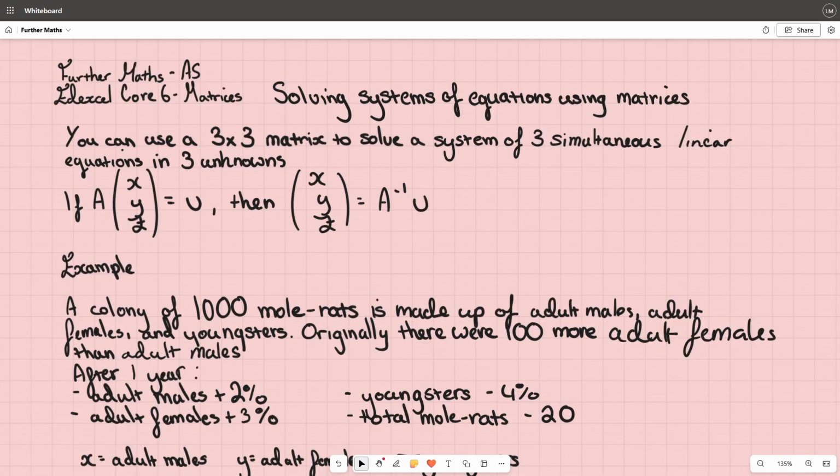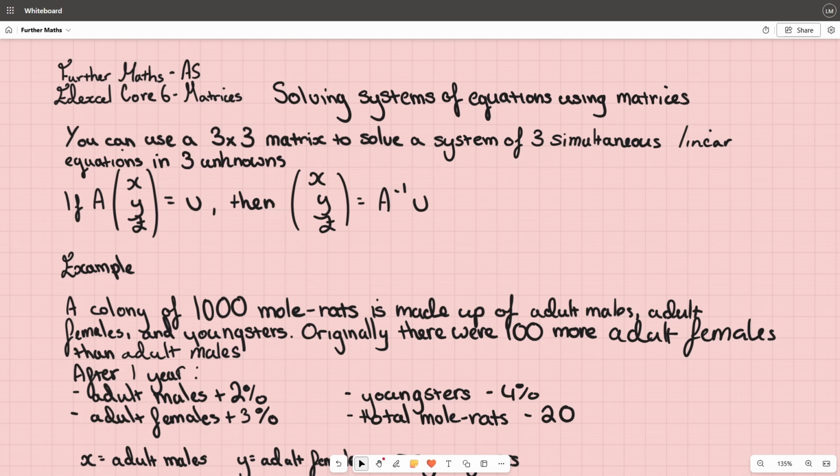Okay, so now I want to talk about solving systems of equations using matrices. So you can use a 3x3 matrix to solve a system of 3 simultaneous linear equations in 3 unknowns. So if A times matrix xyz is equal to V, then matrix xyz is equal to the inverse of A times V. This is hard to visualize without an example, so I took an example.